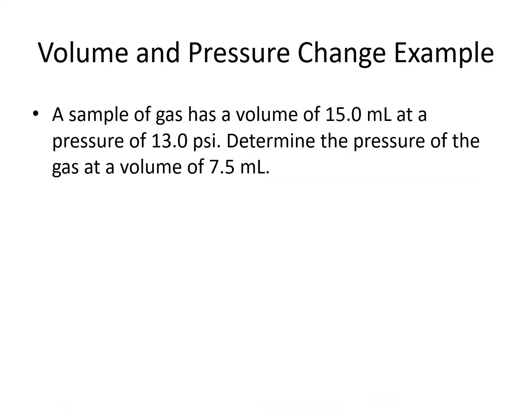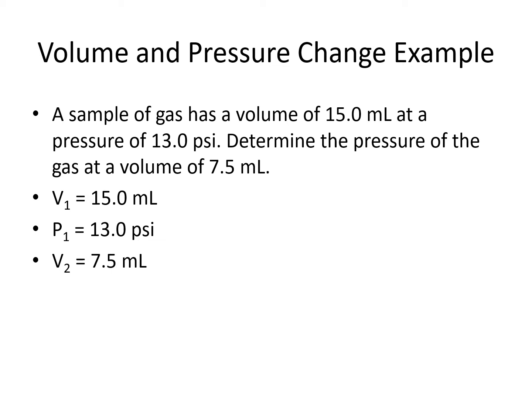Here's an example using Boyle's law to do a calculation. We have a gas that has a volume of 15 milliliters and a pressure of 13 psi. We want to find the new pressure when the volume is 7.5 milliliters. Our V1 is 15 milliliters. Again, with pressures and volumes, it doesn't really matter what our units are, as long as we're consistent. We can leave it in milliliters. P1 is 13 psi. V2 is 7.5 milliliters.